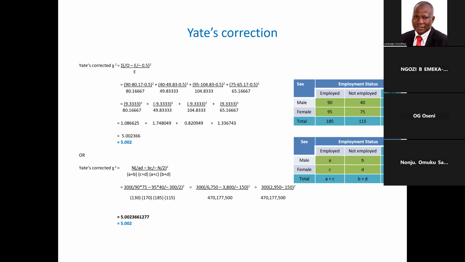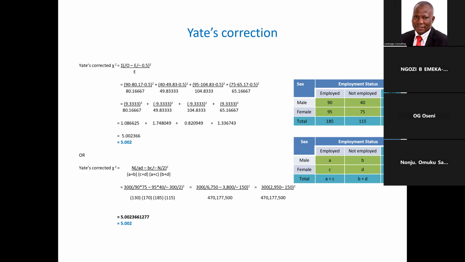Look at the one we have just solved about sex and employment. You look at it the same. But when we say observed minus expected, we also remove 0.5 for each of them before we square. And that removal is absolute. It doesn't have respect for the sign.